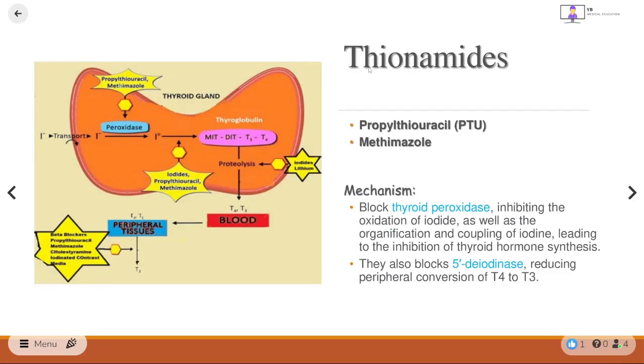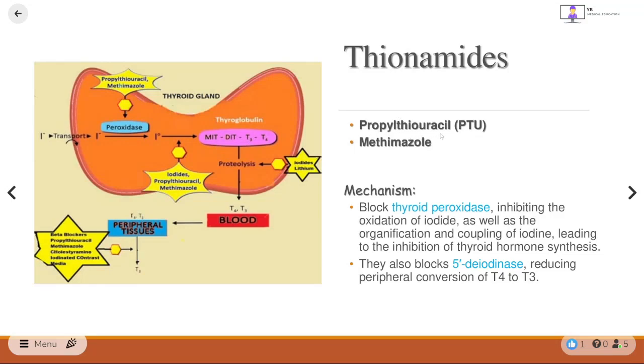Okay, so the next drugs we have are the thionamides. Thionamides are basically drugs that inhibit thyroid hormone synthesis. As you guys know, the main enzyme for thyroid hormone synthesis is thyroid peroxidase, right? And this enzyme is multifunctional, so it contributes to the oxidation of iodide into iodine, and then organification of iodine along with tyrosine in order to make the MIT, DIT, and then the T3, T4, right?